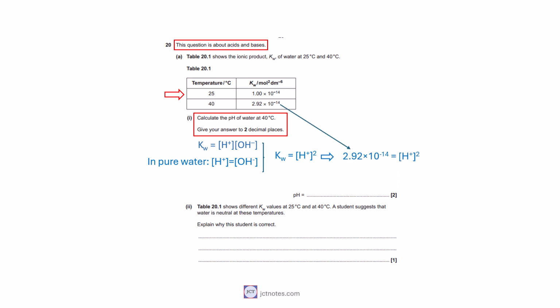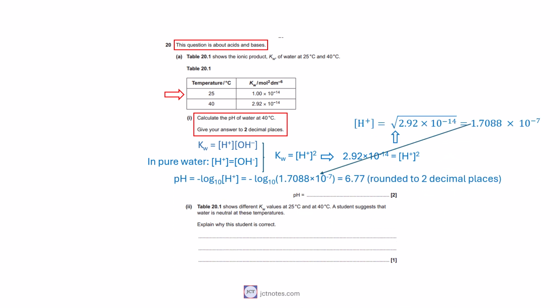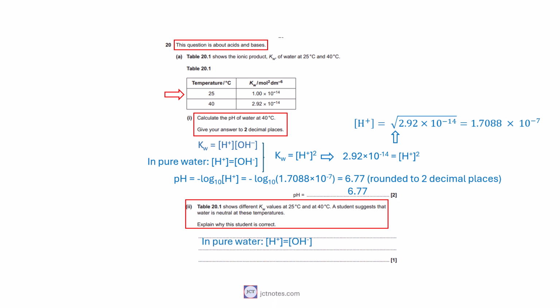Replacing the values that we have, we get that the concentration of protons is 1.7088 by 10 to the power of -7. By definition, the pH is the negative logarithm of the proton concentration. We can calculate that the pH, to 2 decimal places, is 6.77. In the second question of this part, a student makes the statement that the water is neutral at the given temperatures in the table. We are asked to explain why the student is correct. The answer is because in pure water, the concentration of protons and hydroxyl ions is the same.